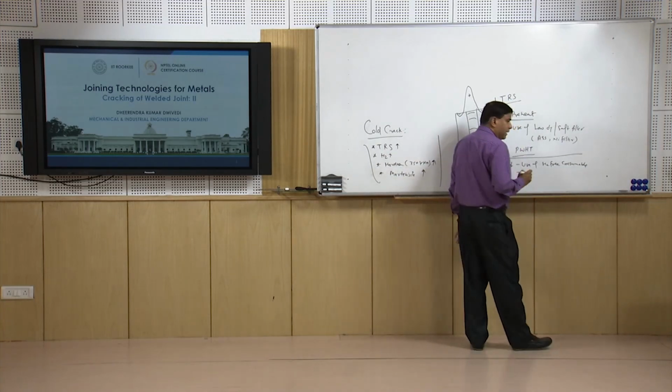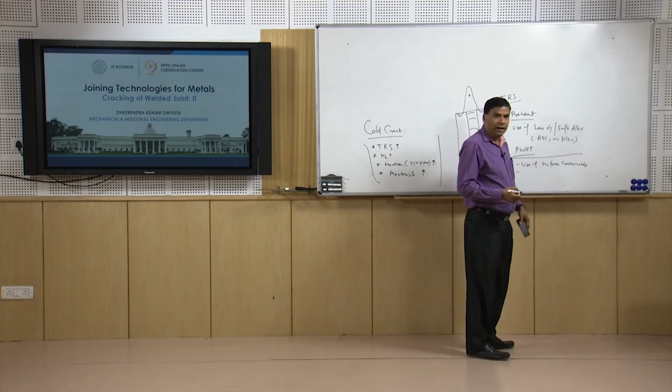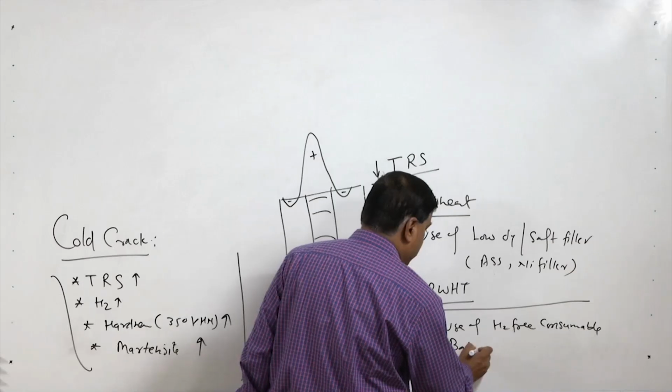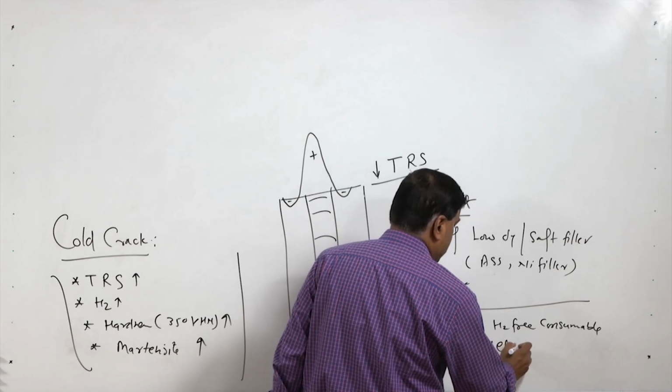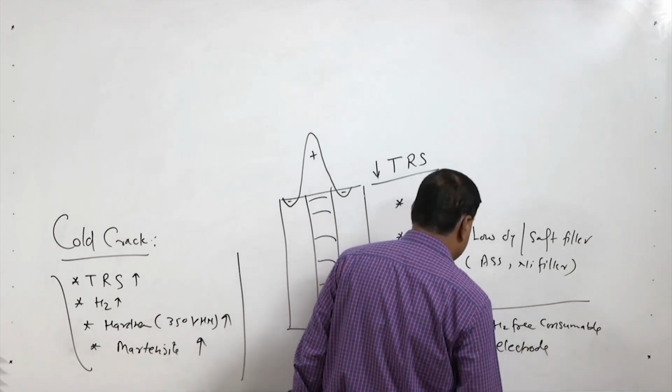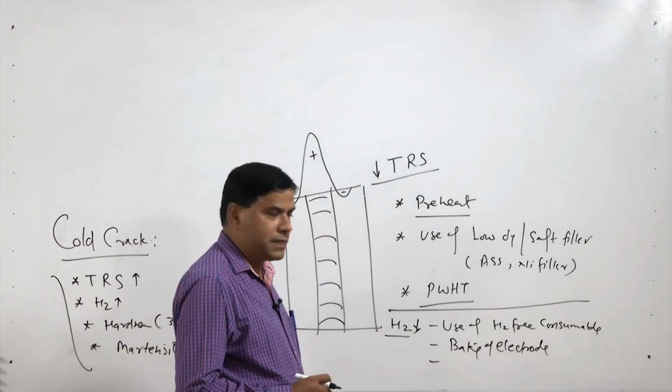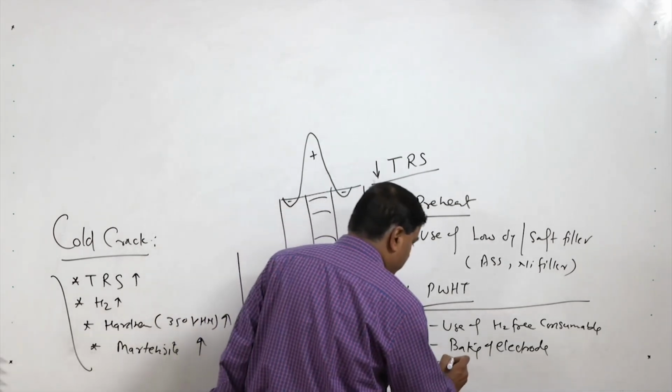Or if the electrodes need to be used and they have been exposed to the atmosphere, then proper baking of the electrodes is to be done, so that whatever moisture has been there can be driven off. Another approach is the use of preheat.